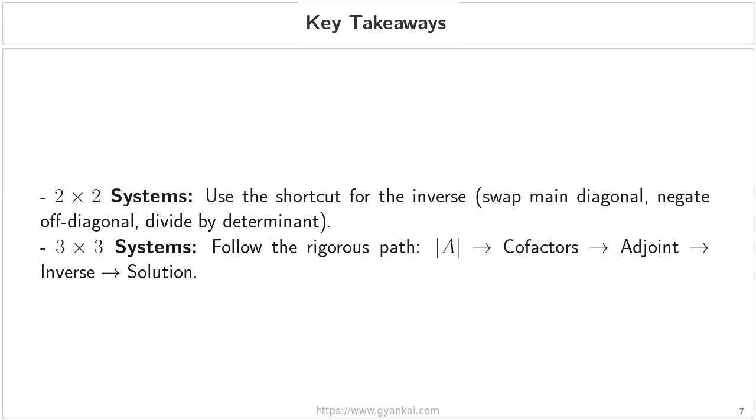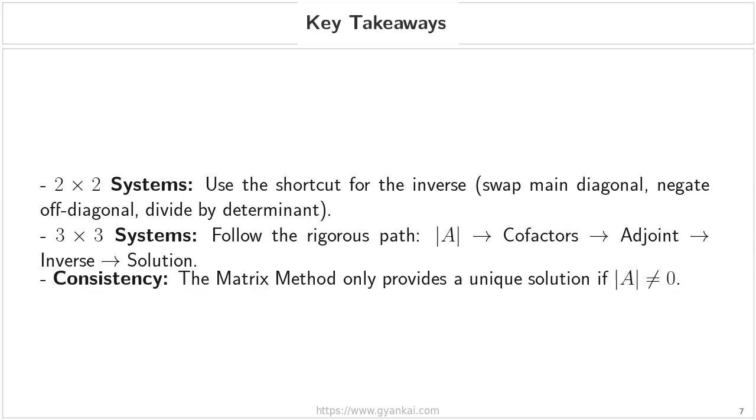You must follow the more rigorous step-by-step path we practiced. Start by calculating the determinant of A, then find the matrix of cofactors. Move to the adjoint by transposing that matrix, calculate the inverse, and finally, arrive at your solution. Third, a very important point on consistency. Always check your determinant first. The matrix method only provides a single, unique solution if the determinant of A is not equal to 0. If the determinant is 0, the method won't work for finding a unique solution.